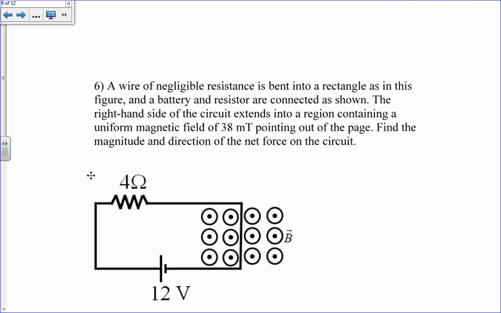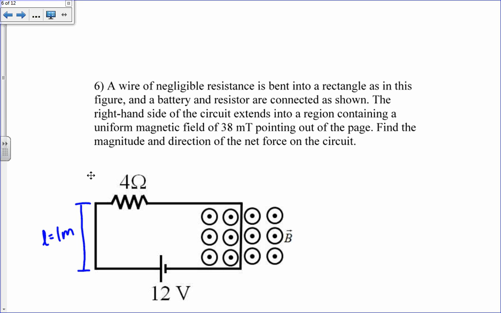Okay, this wire is bent into a rectangle as shown in this figure. The battery and resistor are connected as shown. And then this wire goes into a magnetic field, and I want to know the magnitude of the net force on the circuit. One thing that's not stated here but should have been in the first edition is that this is the length of the wire, and that length of the wire is equal to 1 meter.